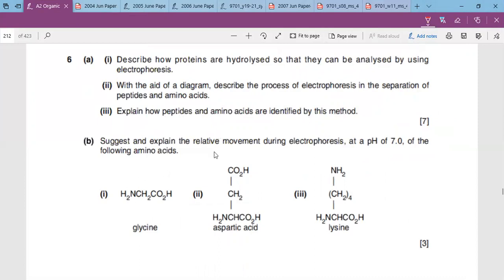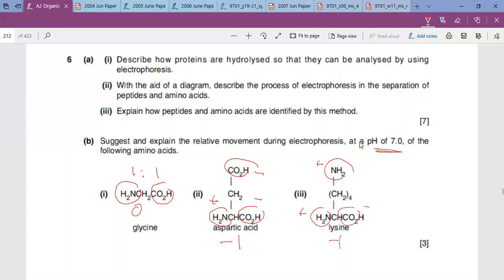Now, suggest and explain the relative movements during electrophoresis at pH 7 of the fragments. Now, remember here, simple, isn't it? Glycine here is 1:1, so at pH 7 the charge is 0, isn't it? Now this one has 2 carboxylic acid to 1 amine. Of course, this will be positive, this will be negative, so the overall charge is -1. Right? So this NH3 is positive here, and here's -1. So it's +1, sorry.